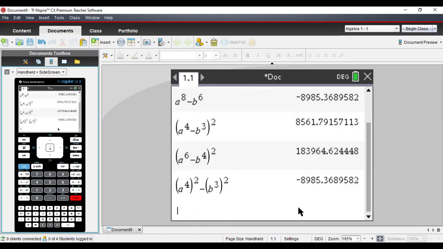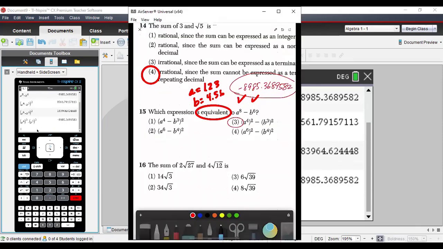And that matches exactly, a negative 8,985.36898582. So that's the equivalent expression. That's the one I choose. This one. Boom. Done. Keep it moving. That's as simple as I can make this.